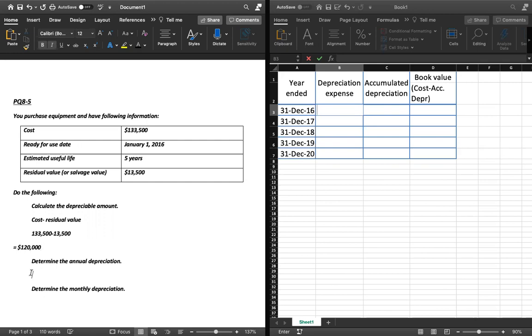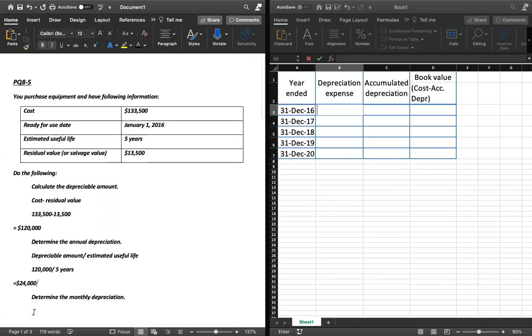Next, we are told to calculate the annual depreciation. So annual depreciation is basically the yearly depreciation. We see in this question that our estimated useful life is 5 years. We will then take our depreciable amount and divide it by the estimated useful life. So in this example, we have our depreciable amount of $120,000, and we will be dividing it by 5 years. We will then get an annual depreciation of $24,000.